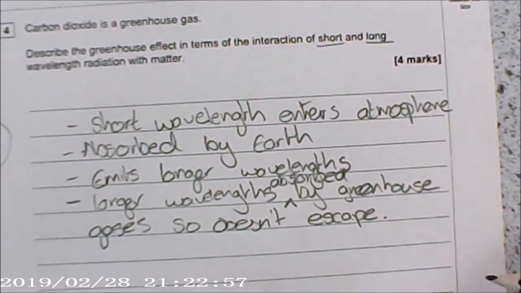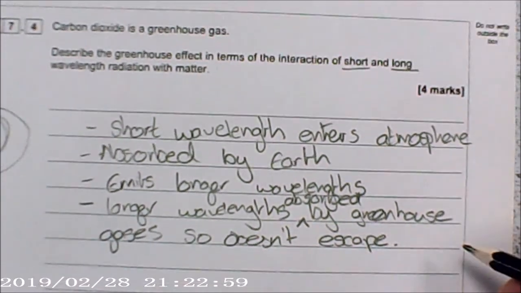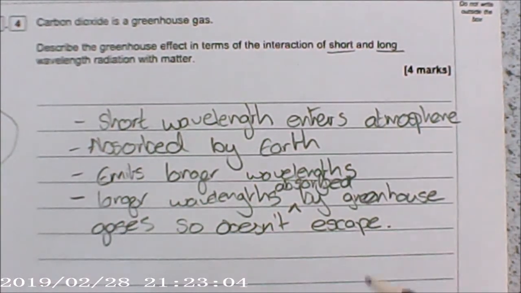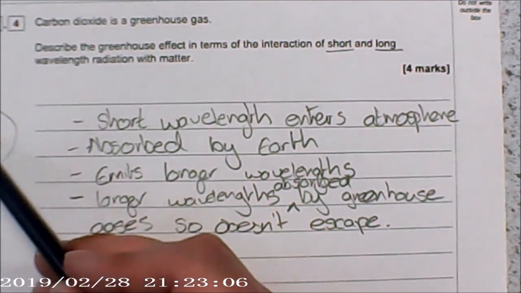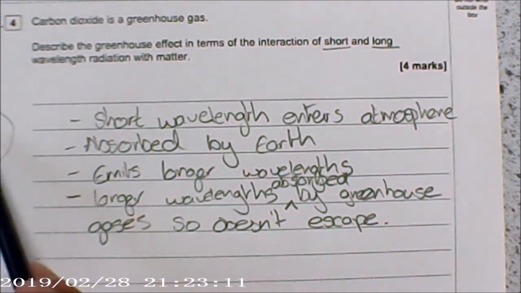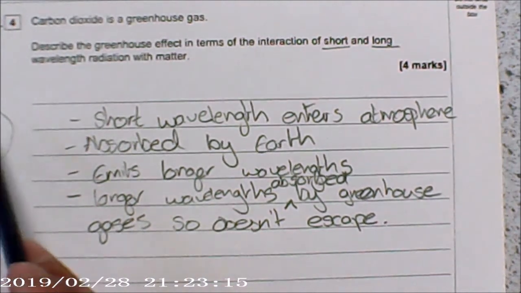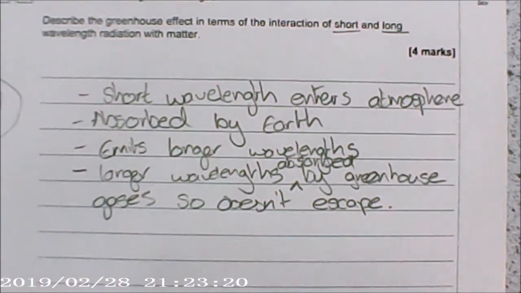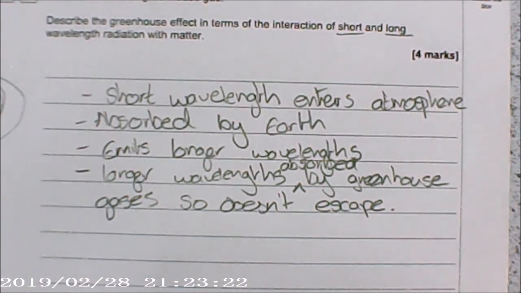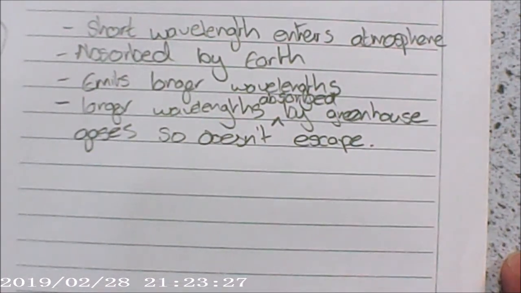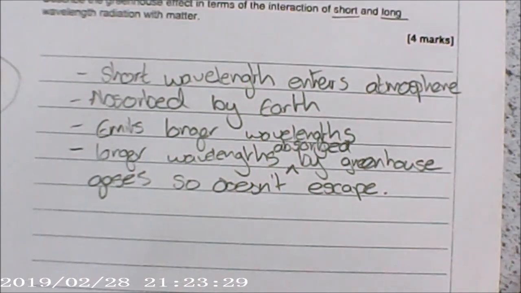Okay, so this is very concise. Obviously you might have put it into sentences, but we need to talk about short wavelengths entering the atmosphere, passing through the atmosphere. We need to say about that it's being absorbed by the Earth, and we need to say that it's then emitted or re-emitted as infrared or as longer wavelengths, which are then trapped by the greenhouse gases. Okay, and that'll give you your 4 marks. So question 7 was out of 10, total up out of 10, and make a note of anything that you need to revise.